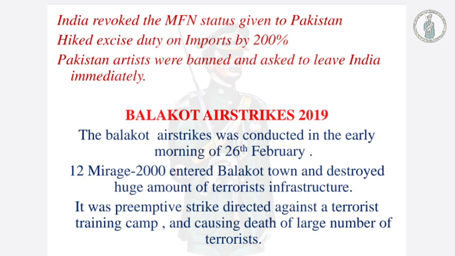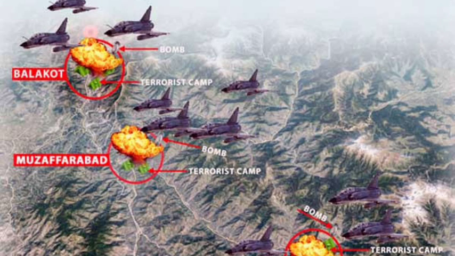Firstly, India revoked the MFN status given to Pakistan. Then India hiked excise duty on imports by 200%. Pakistani artists were banned and they were asked to leave India immediately. But India gave a befitting reply to Pakistan in the form of airstrikes, also known as the Balakot airstrikes.